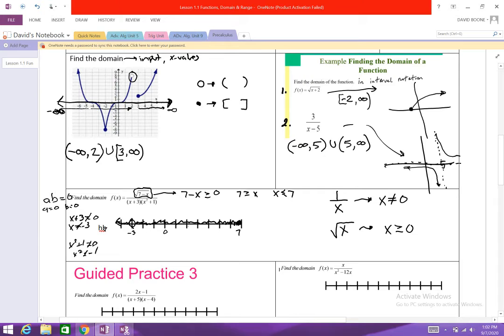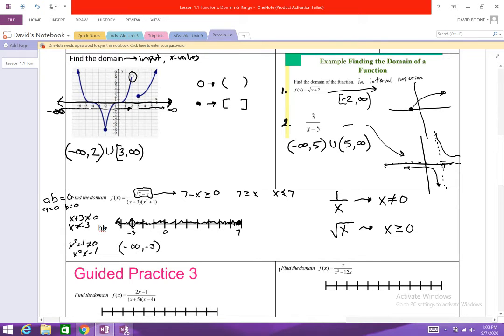So when I look at this overall, if I start at the very far left, I can go all the way down to negative infinity. And as I travel along this number line, I get up to negative 3, and I can't have that. So I'm going to put, again, it doesn't touch it, so I'm going to put a little parentheses there to show that I can't touch that.